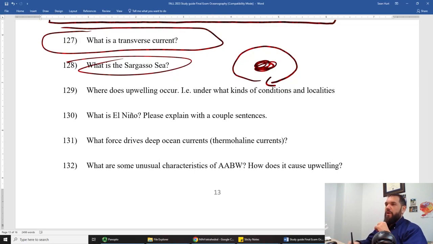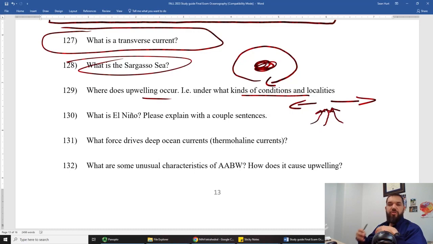So where does upwelling occur? Upwelling occurs really in places where there's diverging ocean currents. So what happens is when the currents diverge, they pull apart from each other, you get water pulled up from down below towards the surface. That occurs by and large at the equator. Okay, that's our main area of upwelling.